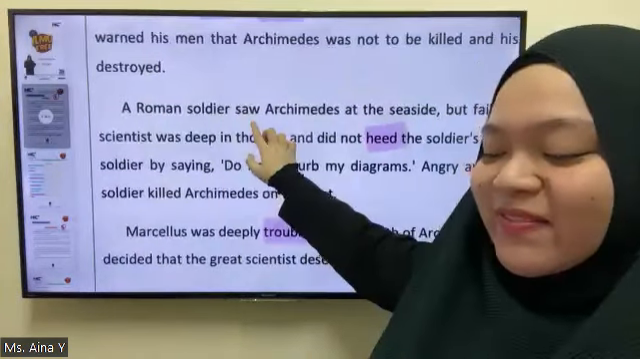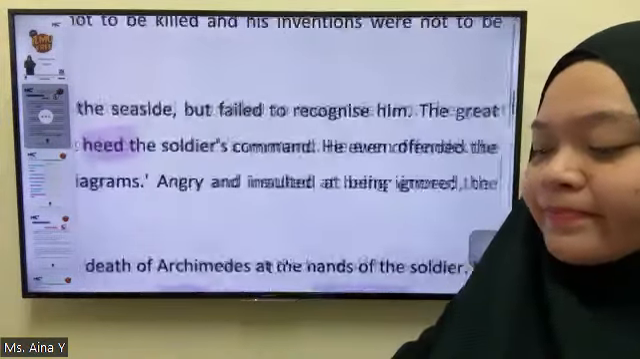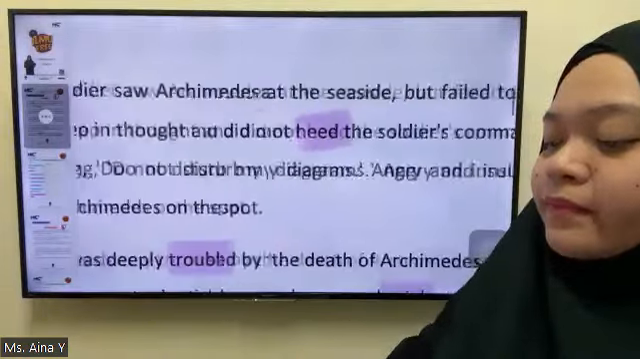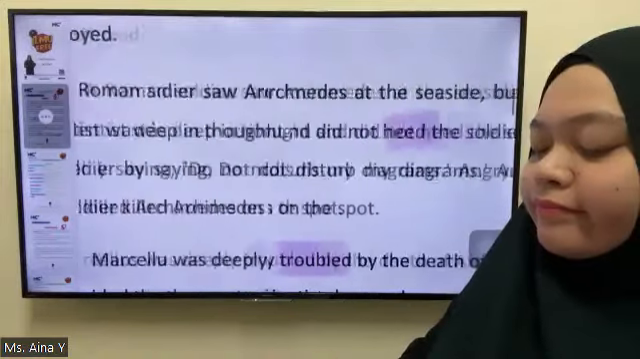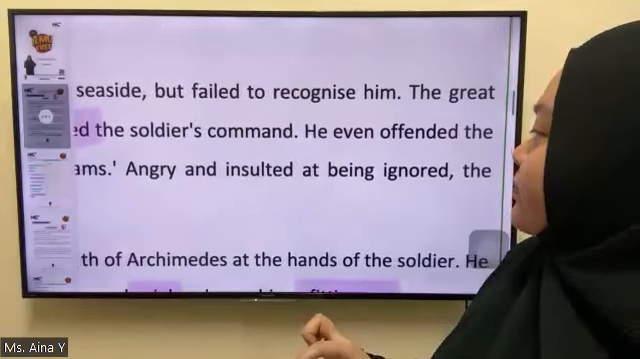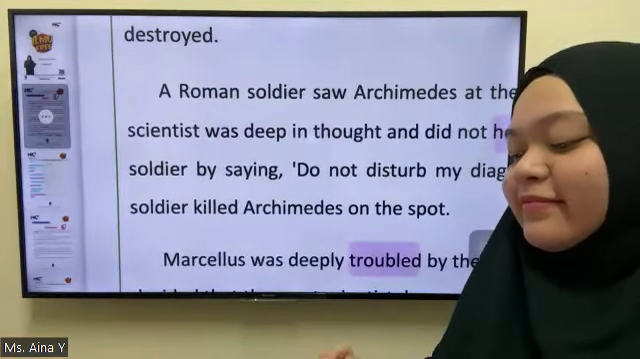A Roman soldier saw Archimedes at the seaside, but failed to recognize him. The great scientist was deep in thought and did not heed the soldier's command. He even offended the soldier by saying, "Do not disturb my diagram." Angry and insulted at being ignored, the soldier killed Archimedes on the spot.